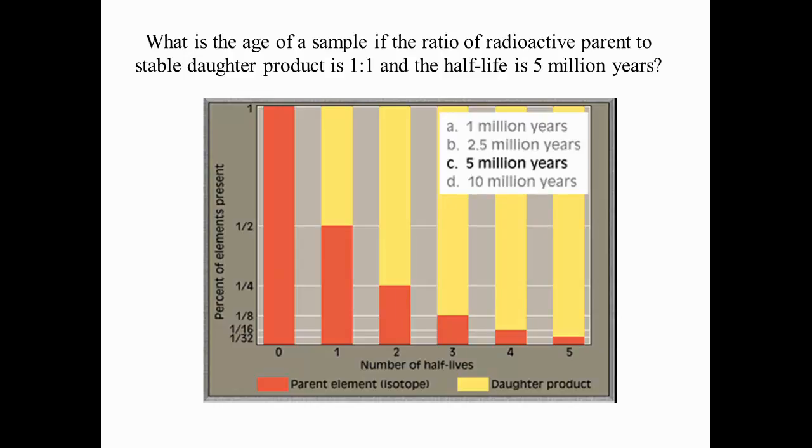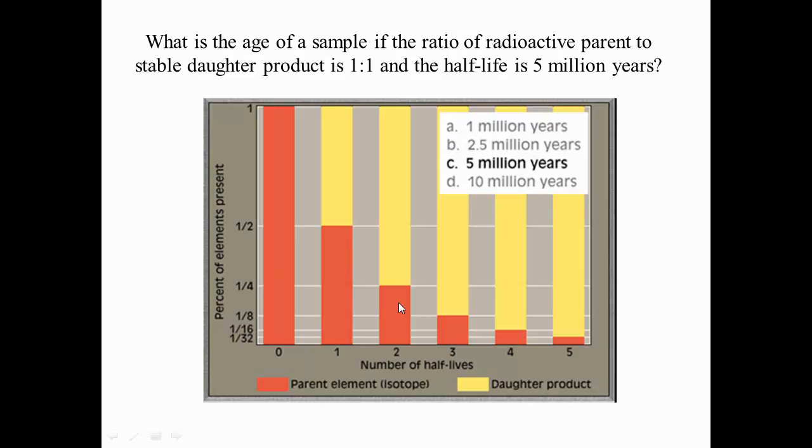What about if the measured proportion of parent to daughter was 25% parent and 75% daughter? What would be the age of the sample? If we found in the sample that the ratio of parent to daughter was 25% parent and 75% daughter, then there's 2 half-lives, so it's 10 million years.